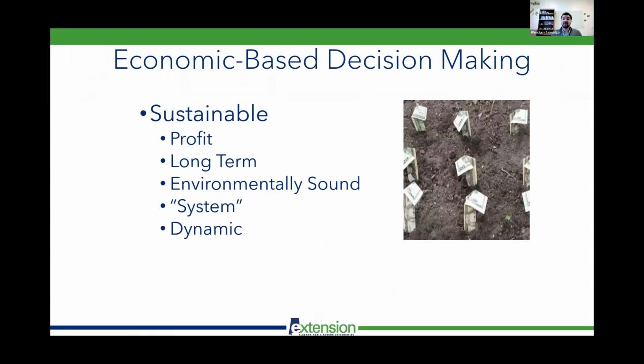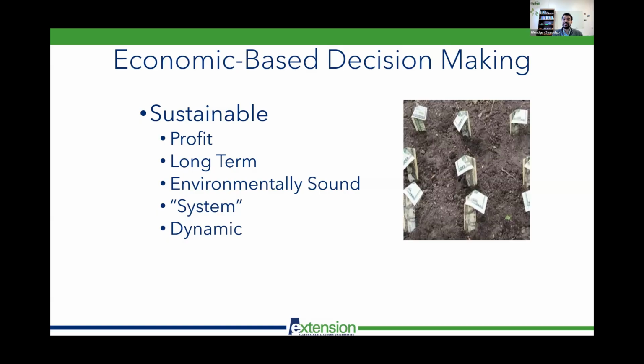So to start out with, when I think of economic-based decision making, a lot of times we think about the word sustainable. And to me, that means a number of different things. It's hard to have sustainability without profitability. And so we need to think about the short-term dynamics of what we're dealing with, but we also need to think about that long-term as well. So, for example, if we're making decisions for this year's crop, there might be carryovers into the next crop we rotate or into the next year as well.